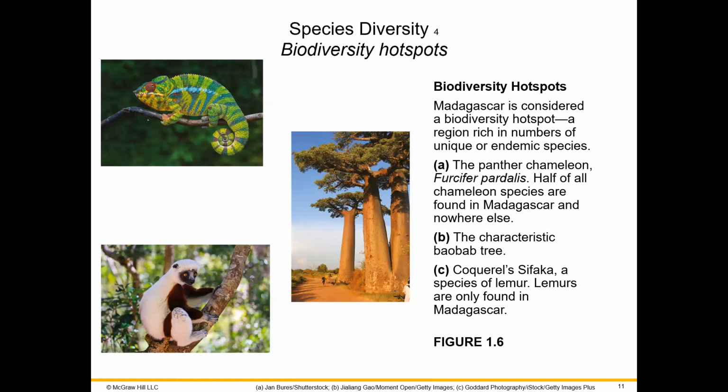These are examples of animals found within the Madagascar biodiversity hotspot. There is the panther chameleon. Half of all chameleon species are found in Madagascar, the very unique and characteristic baobab tree, and lemurs, which are only found in Madagascar, are super unique. And this one is the Coquerel's sifaka, a specific species of lemur.